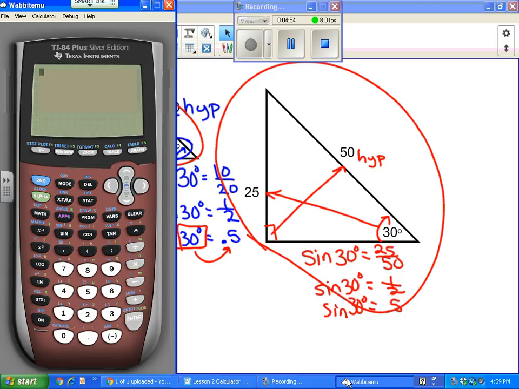All right, let's look at our calculator. Mine is turned on, ready to go. Notice that above the 7 key, above the 8 key, above the 9 key, is sine, cosine, and tangent.